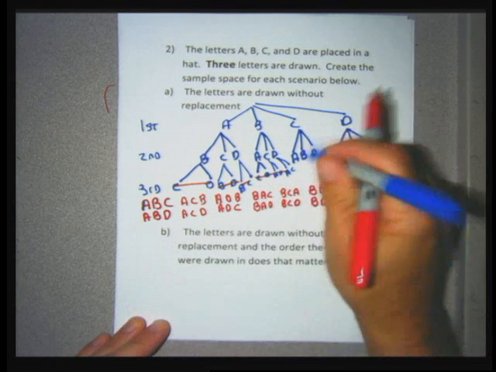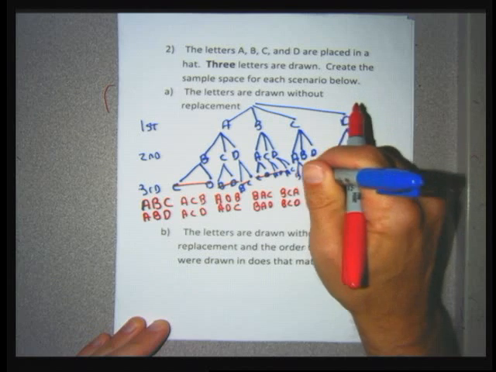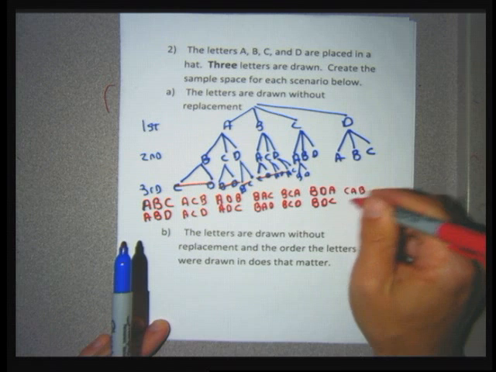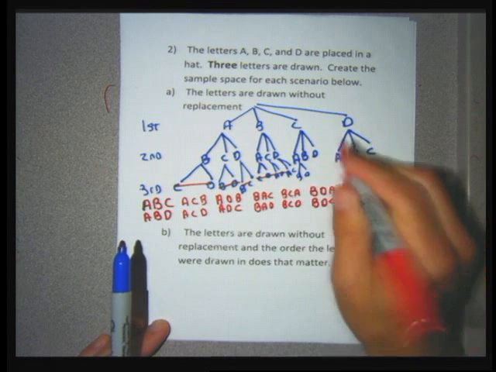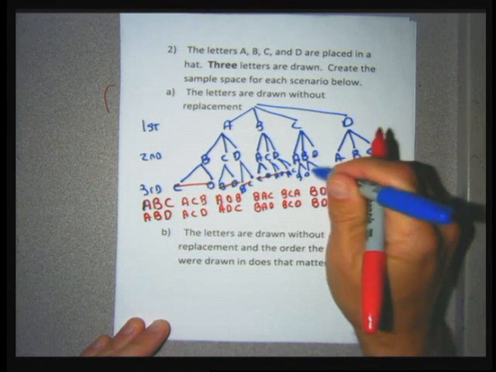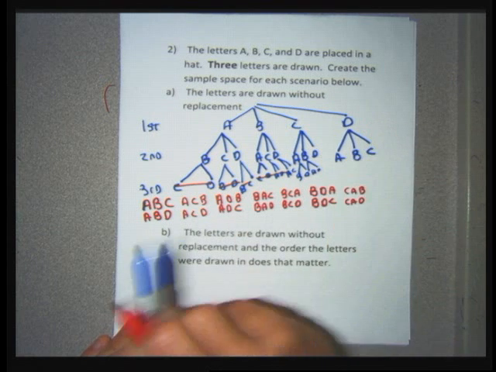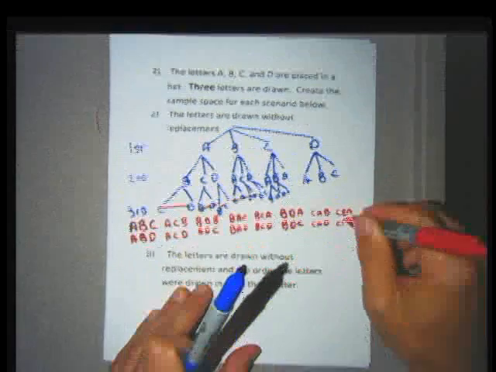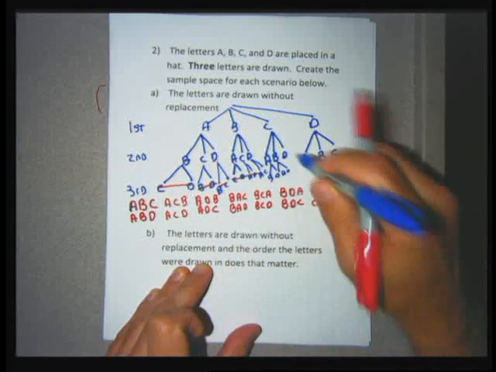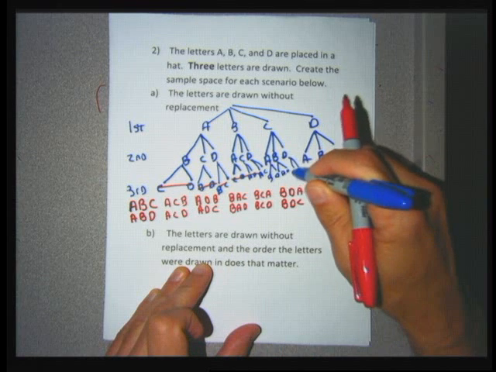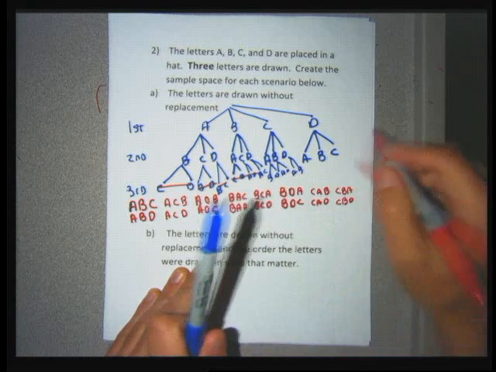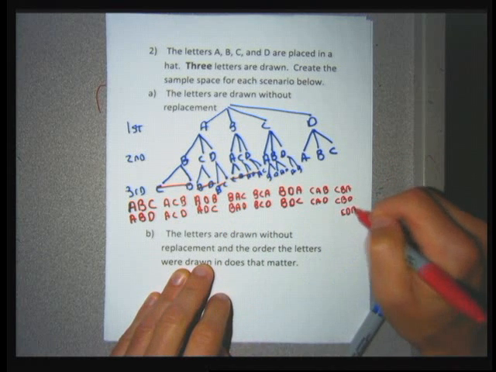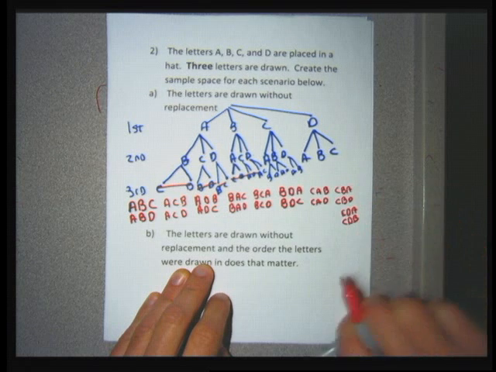I go to the C. I get CA. I'll be left with BD. So you can get a C, an A, and a B, a C, an A, and a D. Now I'll do this branch, CB, AD. So it's going to be a C, a B, and an A, or a C, a B, and a D. And then this last part of the C, CD gets an AB. So it's going to be CDA or CDB. Now I'm done with the C branch.